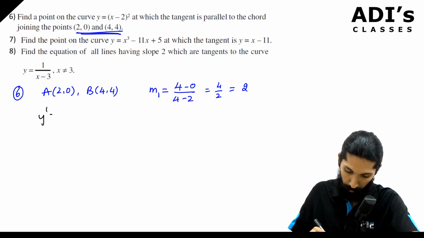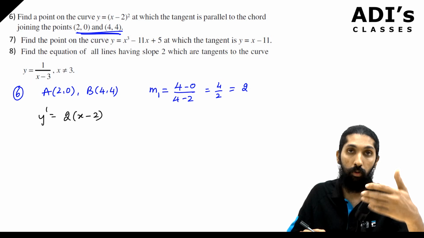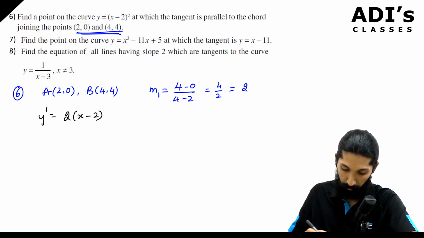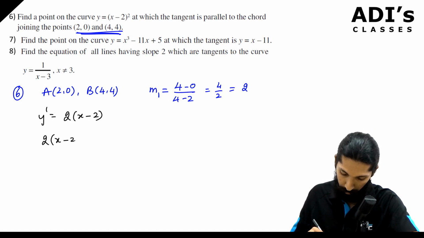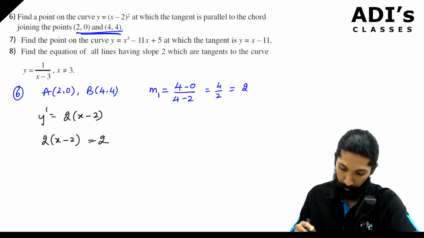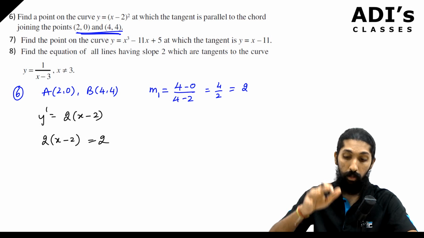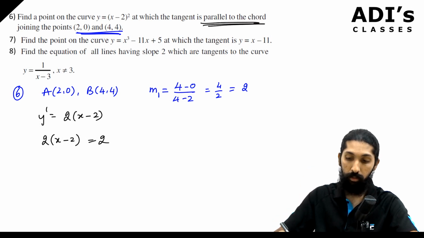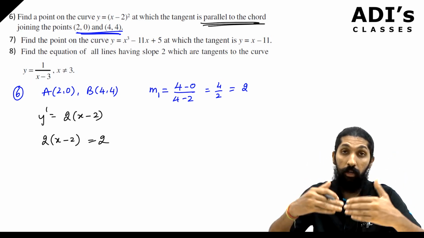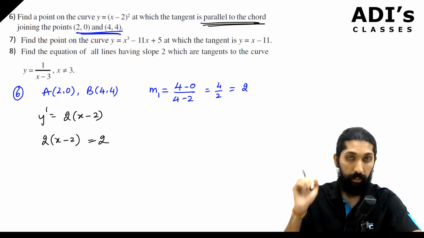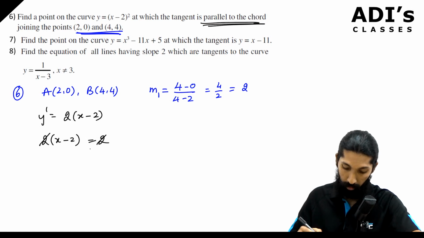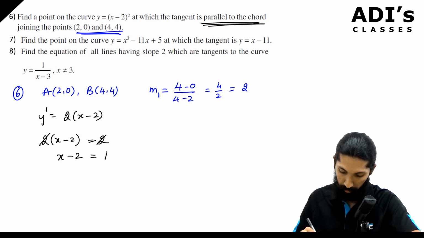Now y dash becomes 2 into x minus 2, because it's x minus 2 whole square. This value is equal to 2, isn't it? So what you have, 2 into x minus 2 is equal to 2. Now again, let me repeat why it's equal. Because they're saying the tangent is parallel to the chord. So lines which are parallel to each other have the same slope, isn't it? That's why we are taking it like this. Fine. Now cancel off the 2 and 2. So x minus 2 is equal to 1. So you get x is equal to 3.